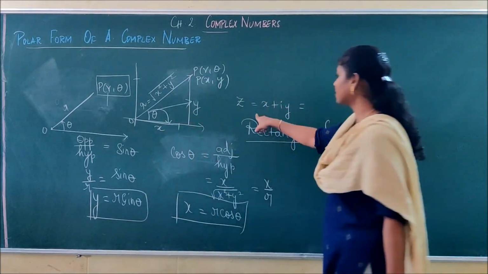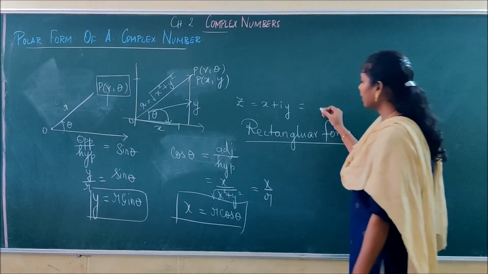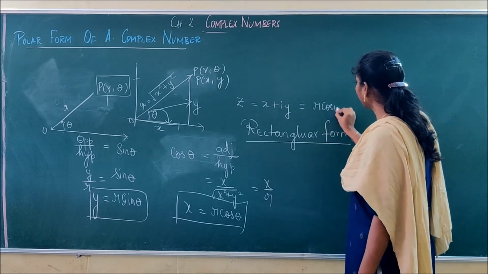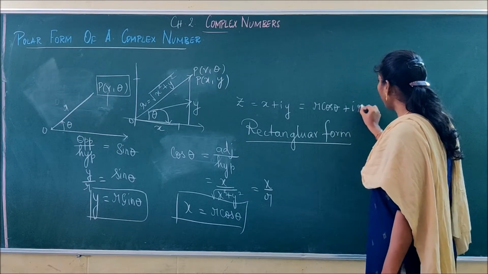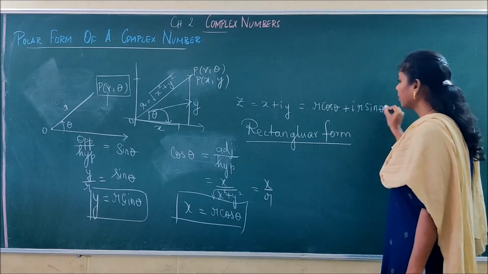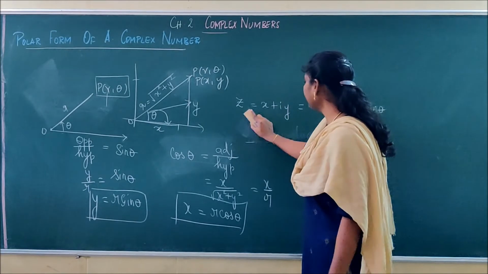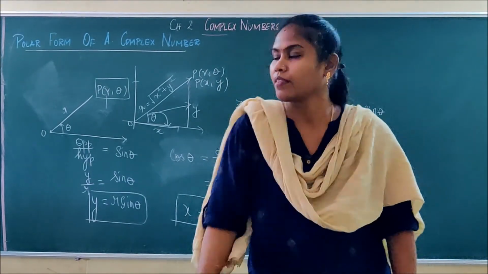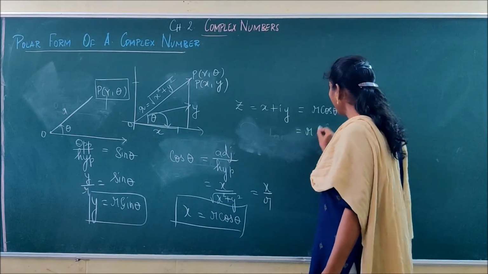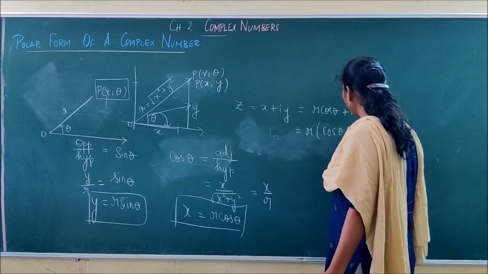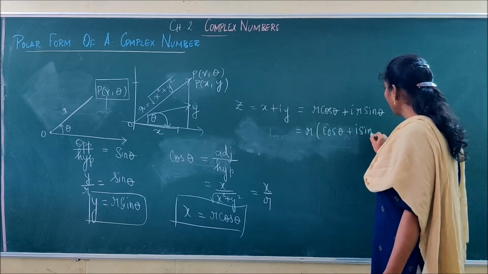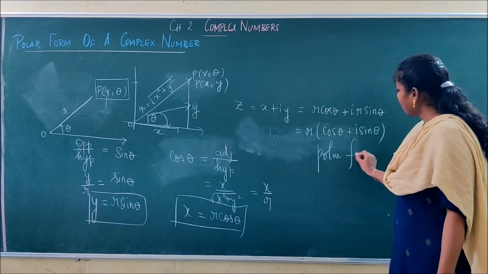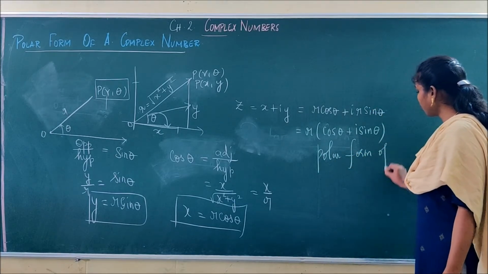Now I can write z is equal to x plus iy in polar form, where x is r cos theta, plus i into r sin theta. So this is my z in polar form, and I can write this as r into cos theta plus i sin theta, which is the polar form of a complex number.